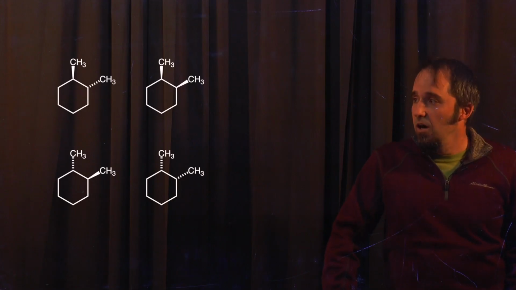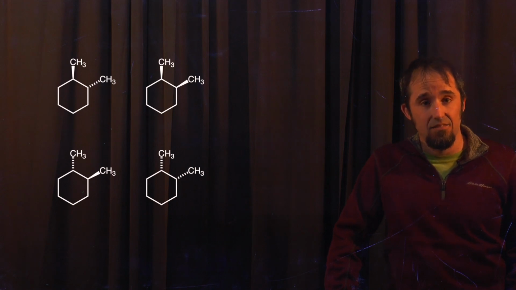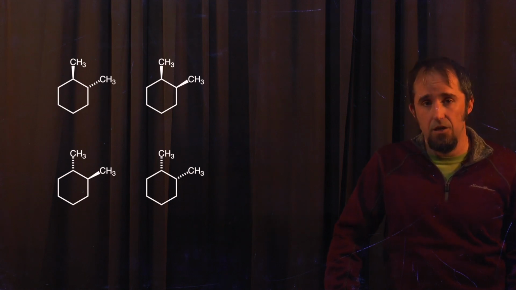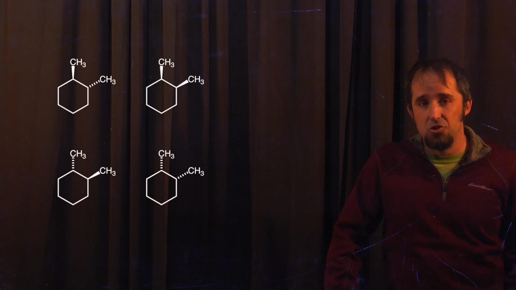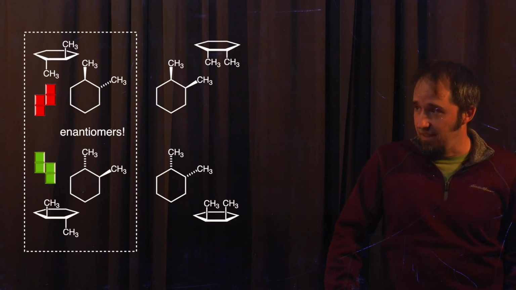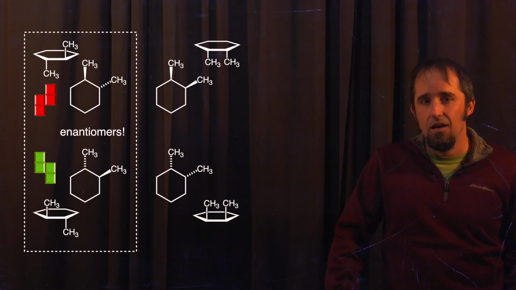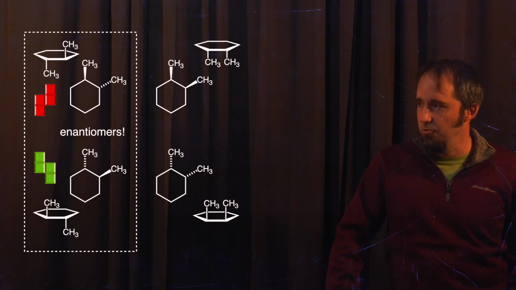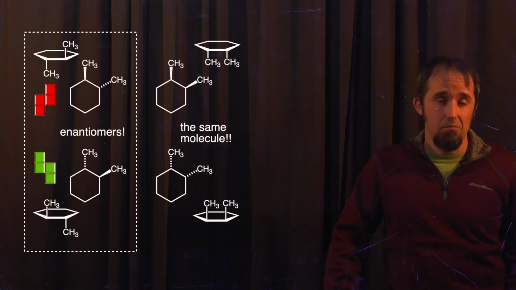Let's try this again. We've looked at cis and trans substituted cycloalkanes before when we talked about naming. So what are the relationships here? Well, in this case, it looks like we've got two sets of enantiomers, but we actually don't. We have one set of enantiomers, and if I redraw those, you can see how they are different. One is like a left-handed screw and one's a right-handed screw. But the other ones actually are the same molecule.